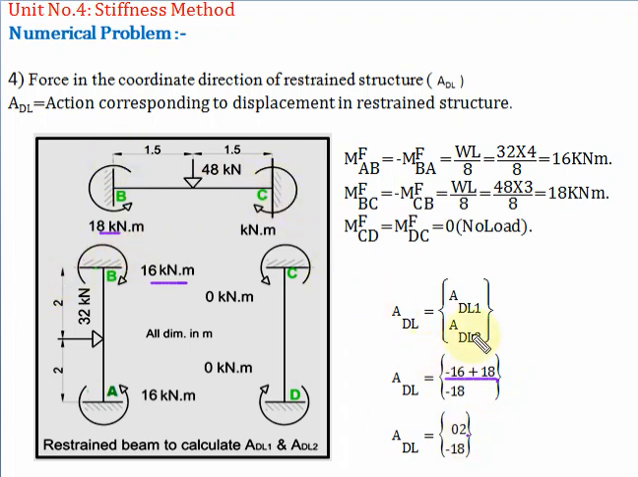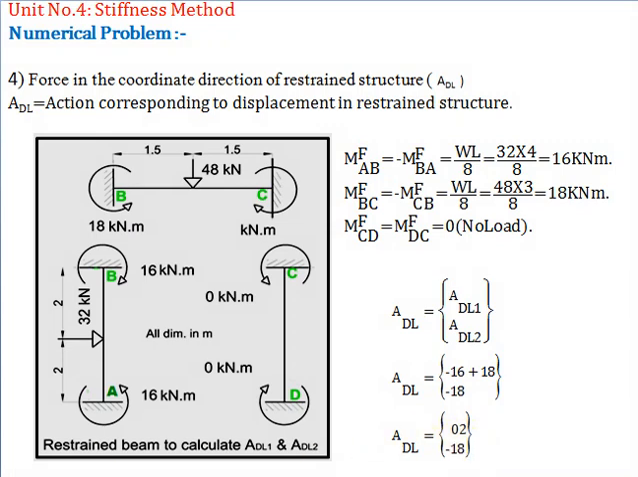Now the second unknown, ADL2, is at support C. At support C again there are two moments. One is in CB. So what is the moment in member CB? It is 18 and it is acting in clockwise direction, so minus 18. So only one moment is there. The other moment is 0, as the fixed moment is 0 since no load is there. So the fixed moment in member CB is minus 18 and that is our ADL2. Okay. So ADL1 is 2 and ADL2 is minus 18. So this is the ADL matrix.